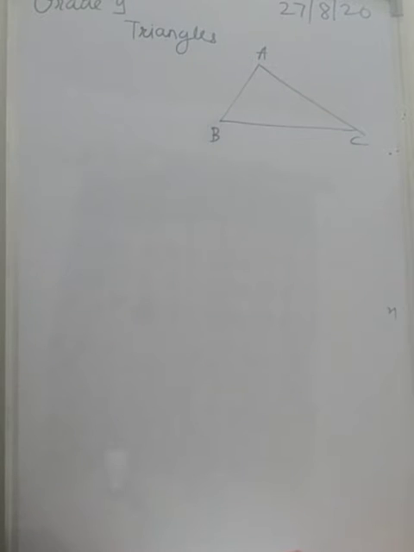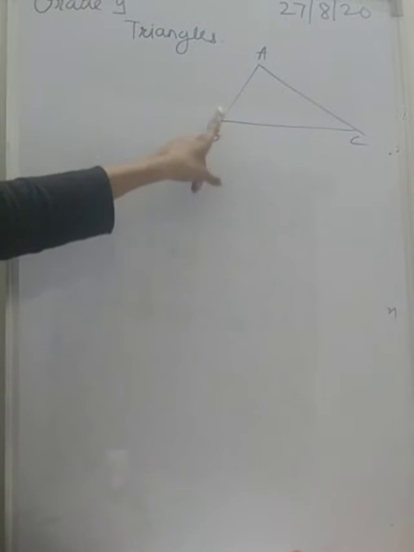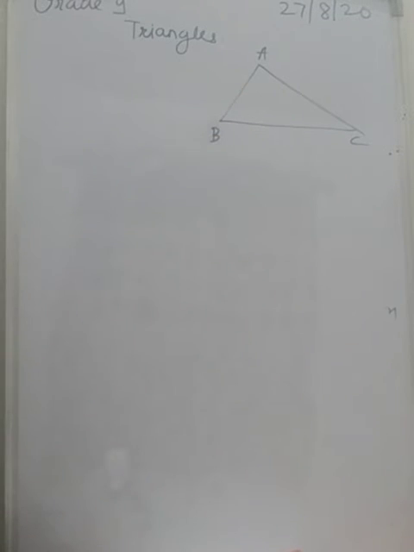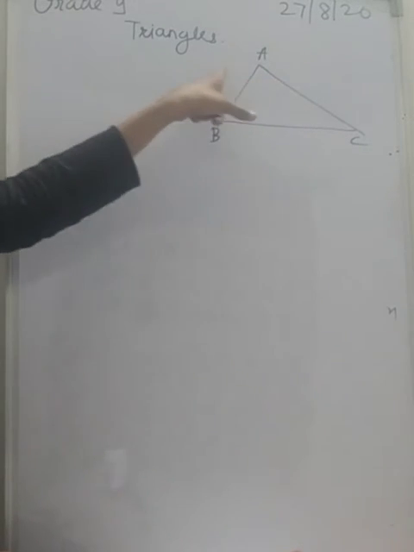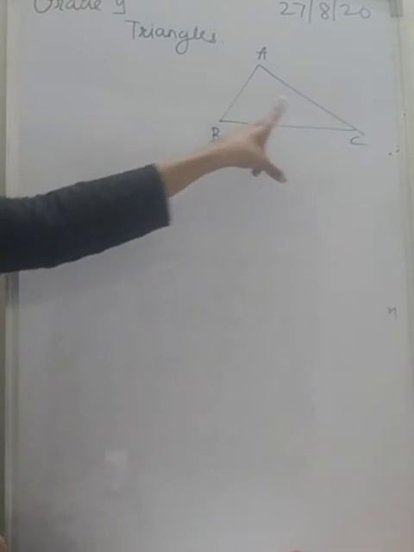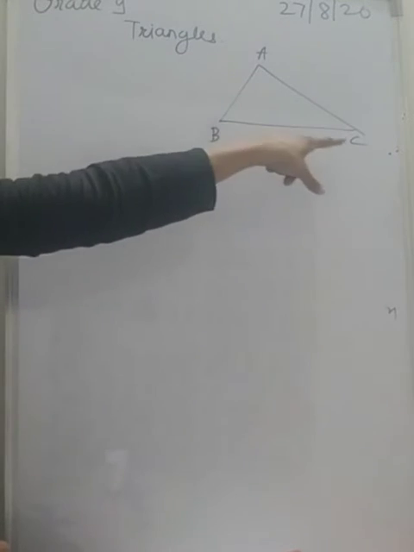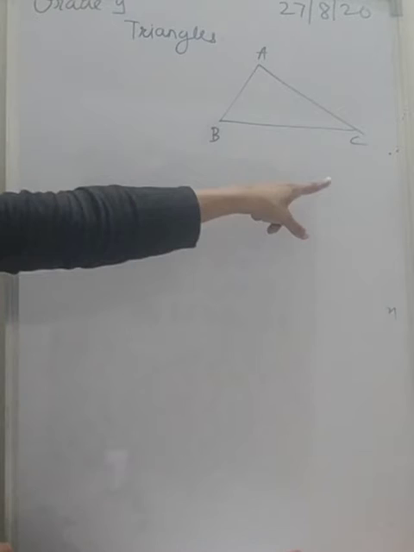Students, yesterday we have already learnt about the property of inequality in the sides of a triangle. If two sides are unequal, then the angle opposite to the greater side is always greater than the angle opposite to the smaller side. That means B will be greater than C.